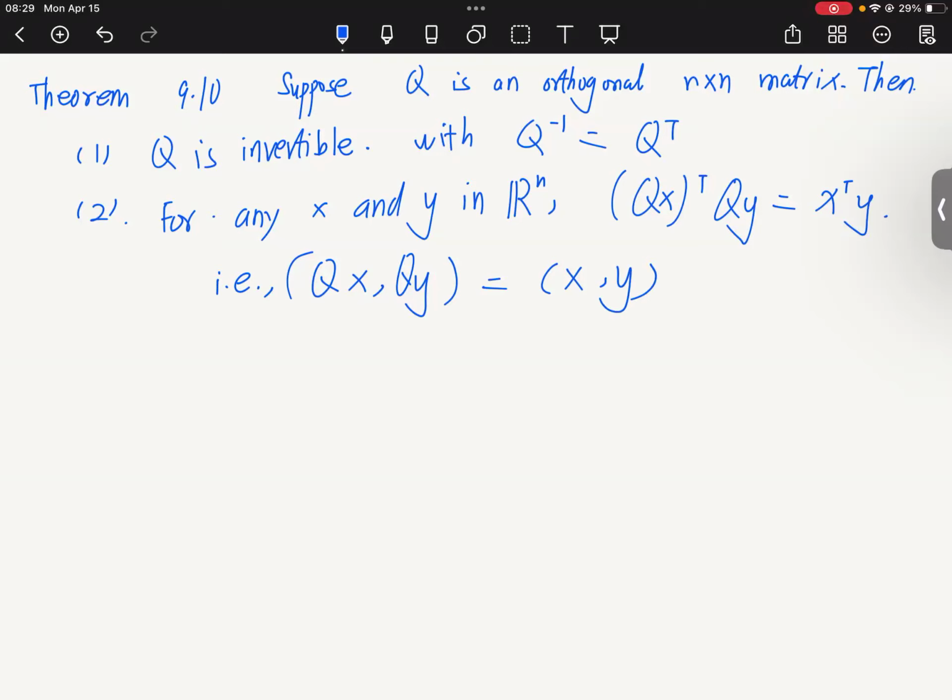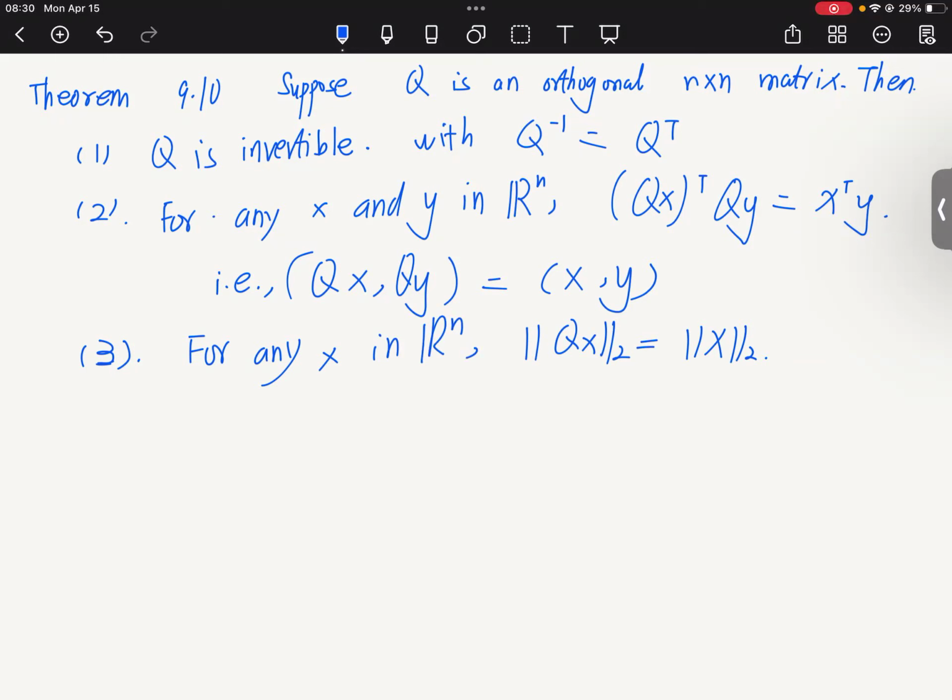And the third one comes from property 2. If you take y as x, then you get this. For any x in R^n, the n-dimensional space, the 2-norm of Qx equals the 2-norm of x, which means that after the transformation, you are not changing the norm of the vector.